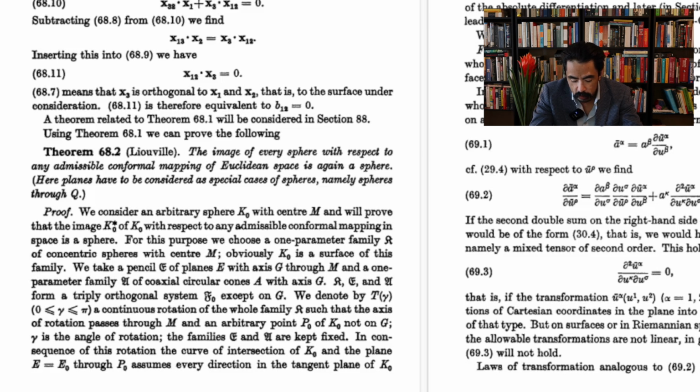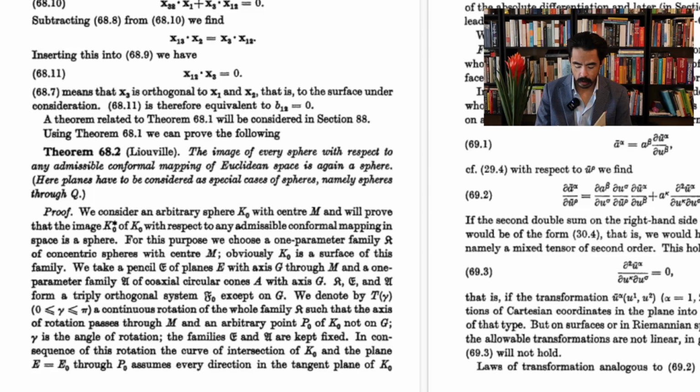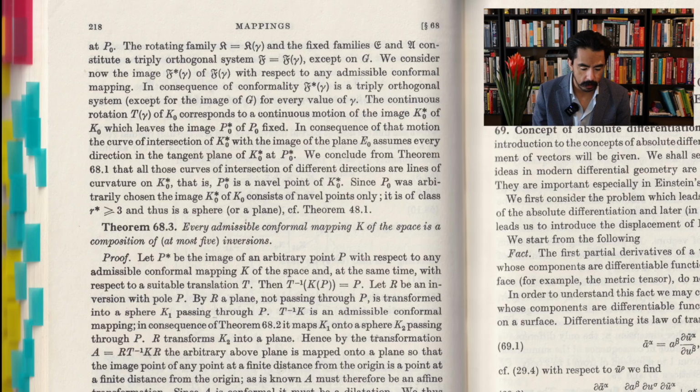In consequence of this rotation, the curve of intersection of K naught and the plane capital E equal to capital E naught through P naught assumes every direction in the tangent plane of K naught at P naught. The rotating family cursive R equal to cursive R of gamma and the fixed families cursive E and cursive U constitute a triply orthogonal system, cursive F equal to cursive F of gamma except on G.